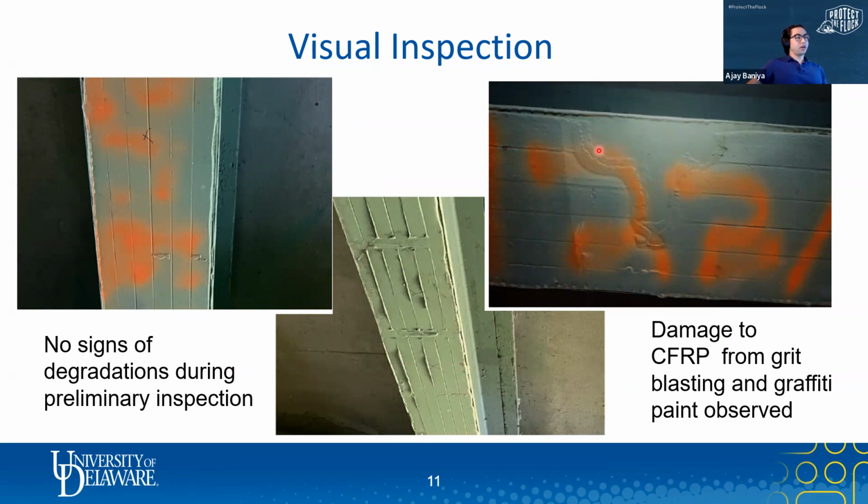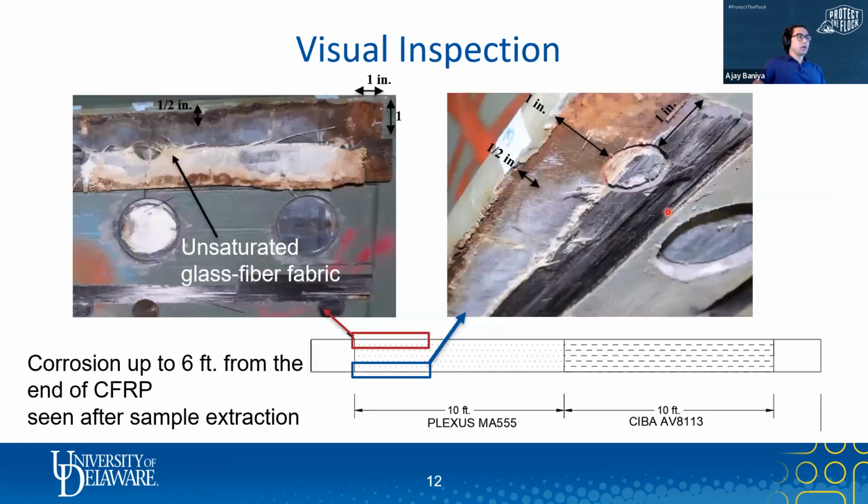We saw some signs of degradation, as you can see on the right, but those were due to sanding or grit blasting of the CFRP while repainting. And I think it's really important for bridge owners to understand the vulnerability of the CFRP, and thus to make the inspection process, if they don't already have one in place, to avoid such mistakes.